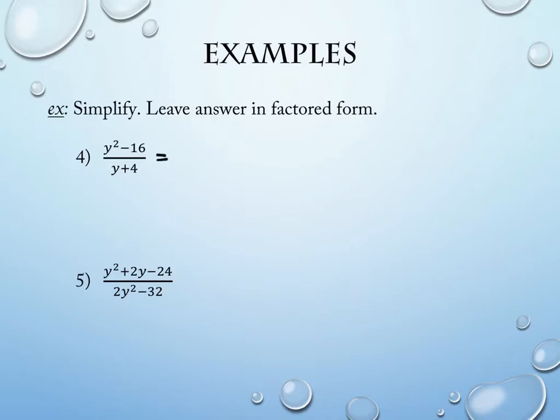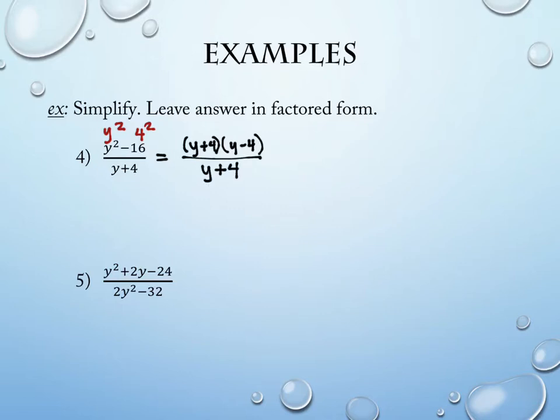So, again, if it helps you to see it, write it out. This is y squared and this is 4 squared. So, how will the numerator factor? Y plus 4, y minus 4. Right, y plus 4 and y minus 4. And the denominator will be still y plus 4.